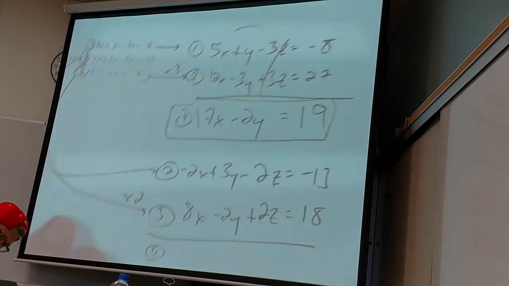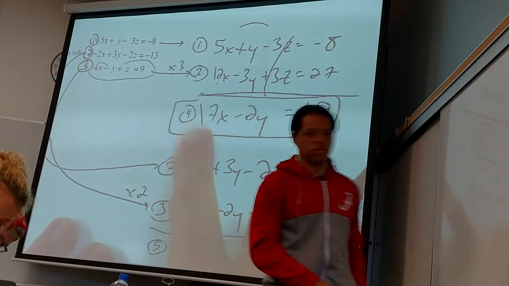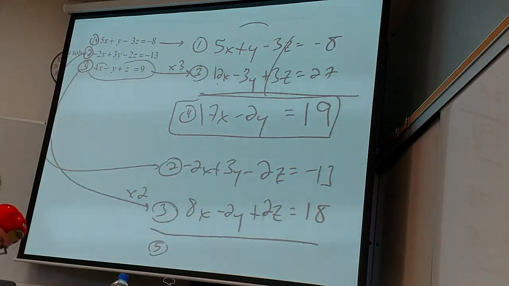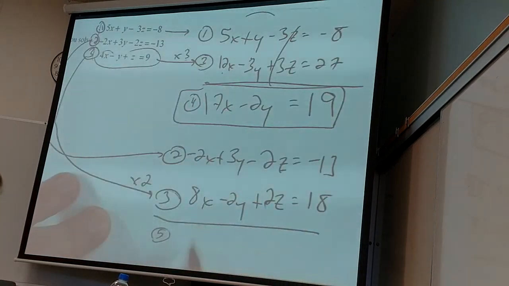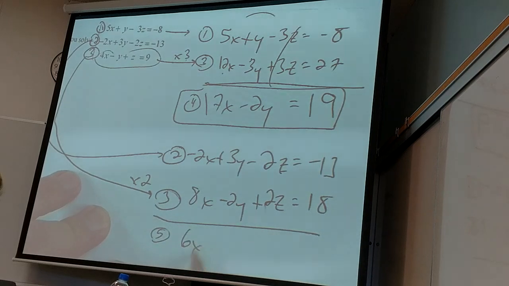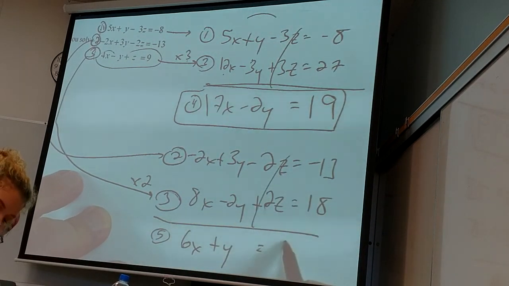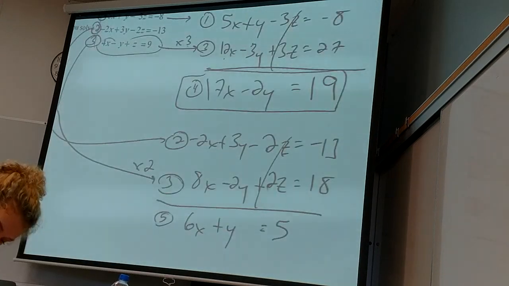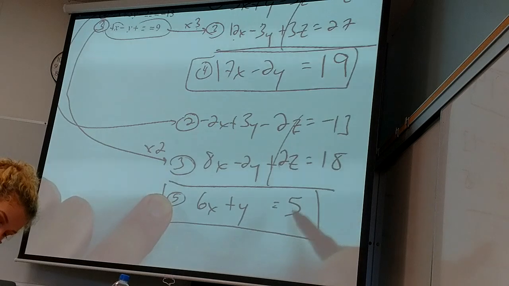By the way, this isn't 4 because 1 plus 3 is 4. This is 4 because it's the 4th equation. All right, I like it. So what do you get here? 6x plus y equals 5, I guess. So there's my 2 better equations.